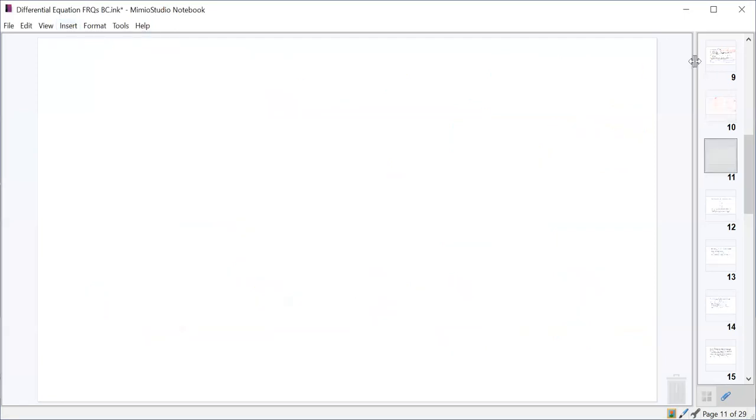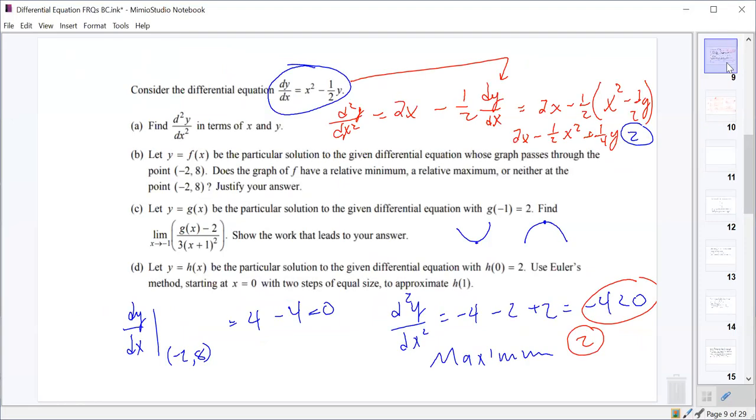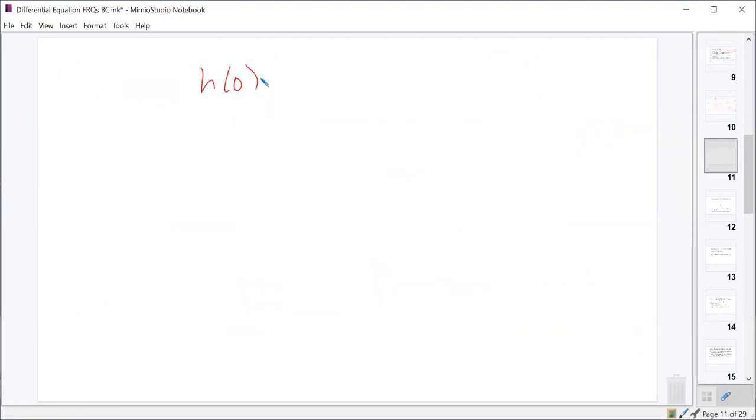All right, and then part D. On part D, we're going to use Euler's method, starting at x equals 0, 2 steps of equal size to approximate the value of h of 1. So we've got h of 0 equals 1, and we want h of 1. We're going to start at 0, and we're going to use 2 steps. So 0 to 0.5, 0.5 to 1.